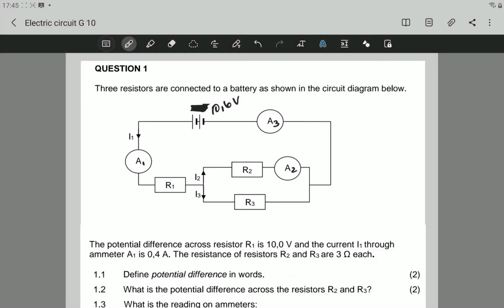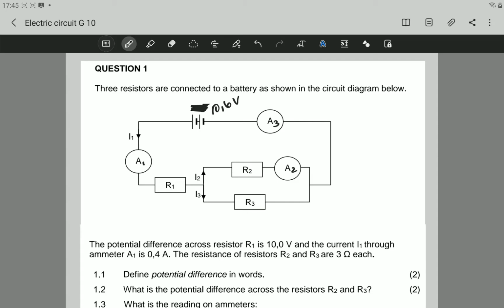Hello everyone, we're going to be looking at a question regarding electric circuits. Now, in this electric circuit we are not going to take into consideration the internal resistance of the battery, as well as the resistance of the conducting wires. This question says 3 resistors are connected to a battery as shown in the circuit diagram below.